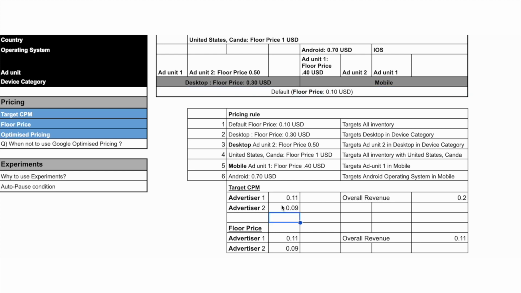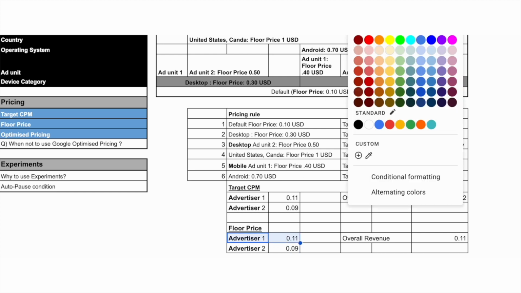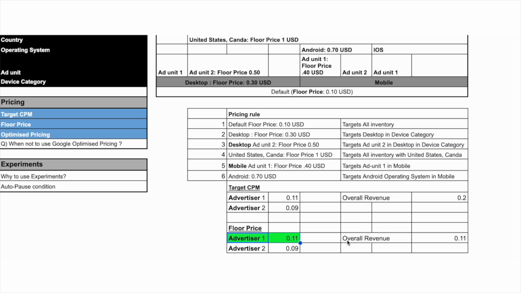Okay, so I hope this makes sense. And what this will cause is your overall revenue to be $0.2 in this particular scenario. Now let's replicate the scenario with floor price. Advertiser 1 comes with a bid of 0.11, advertiser 2 comes with a bid of 0.09. As you have set up a definitive floor price, only the bid of advertiser 1 will get accepted, and so your overall revenue would be only $0.11. So as we have understood in this example, using target CPM over floor price has one advantage: it helps you improve your coverage by bringing in additional bids and helps you improve your overall revenue.